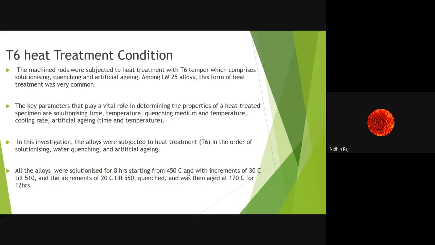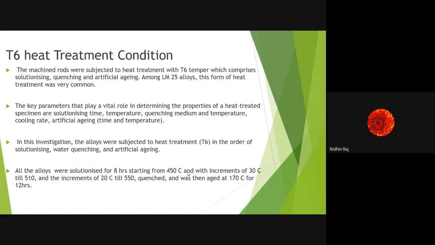Now coming on to the T6 heat treatment conditions, the rods that were produced here were subjected to heat treatment with a T6 temper. Now this T6 temper comprises solutionizing, quenching, and artificial aging. So this combination is what is referred to as T6. Now, among LM25 alloys, this form of heat treatment is very common. We have even a paper which describes that the key parameters that play a vital role in determining the properties of the heat treated specimens are solutionizing time and temperature, quenching medium and temperature, cooling rate, and artificial aging time and temperature, etc.